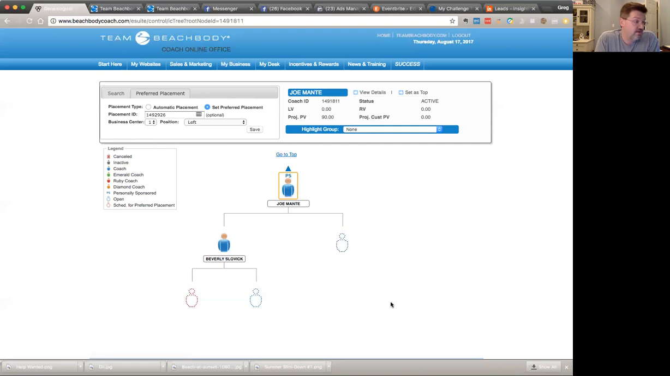Now, you'll still be an Emerald, right? But the great thing about having 3 or 4 coaches on your inside leg is that it will help you cycle more. That'll help you generate more cycle bonuses, because for every $200 on one side and $100 on the other side, you will get a $14 bonus as an Emerald coach. As a Ruby coach, you get a $16 cycle bonus. As a Diamond coach, you get an $18 cycle bonus.